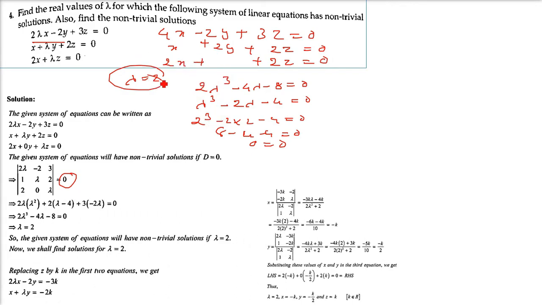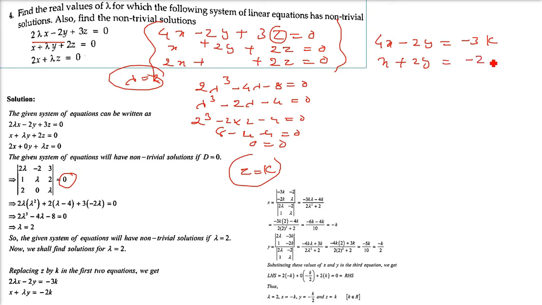How are you going to make it? First of all, you have to replace. Now we have to go back to the solution we have already done. That is, we put z equals k. Now this is the final equation, and then we have to see how we get the other solution. So z equals k I am putting. So the first equation will become 4x minus 2y equals minus 3k, because z we are putting as k. Now the second equation is x plus 2y equals, taking 2z on the right hand side, minus 2k, replacing z by k.